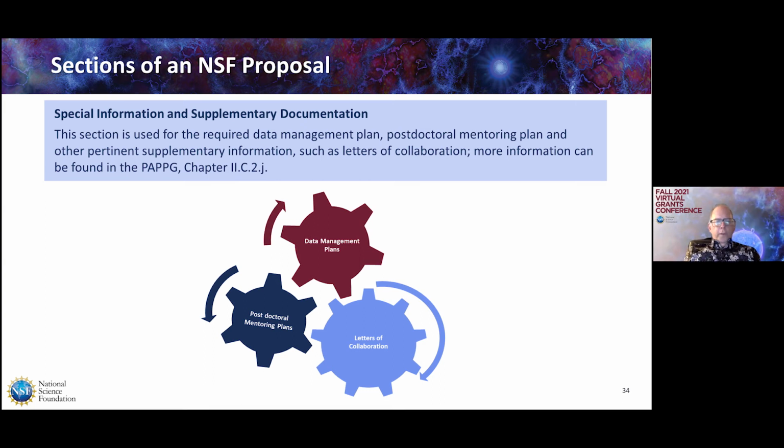Okay, thank you. Now we get to the section of the proposals that are toward the end, the special information and supplemental documentation sections. So there are several sections within this category. One is what we consider to be the supplemental documents, loosely termed as that. The other one is a postdoc mentoring plan, if applicable, and a data management plan, which is something that is required of all proposals that are submitted to NSF. So we'll start. Next slide, please.